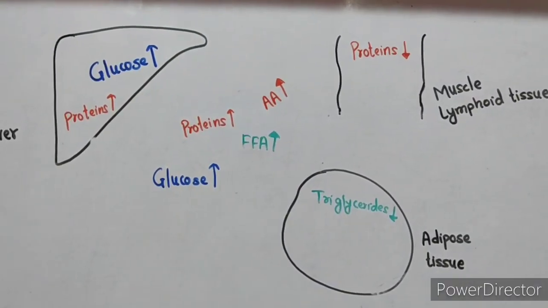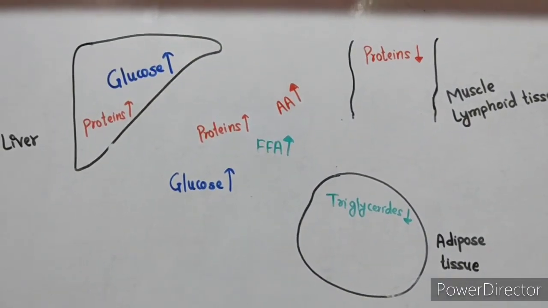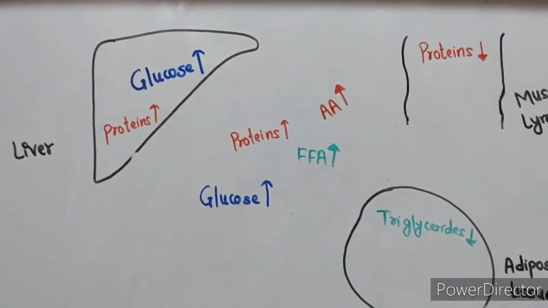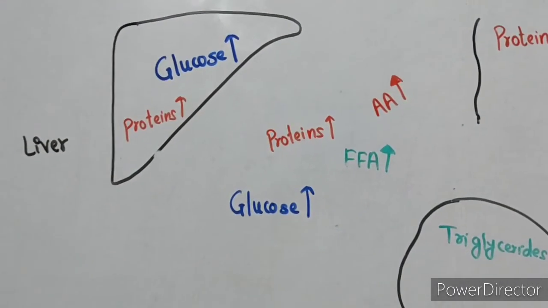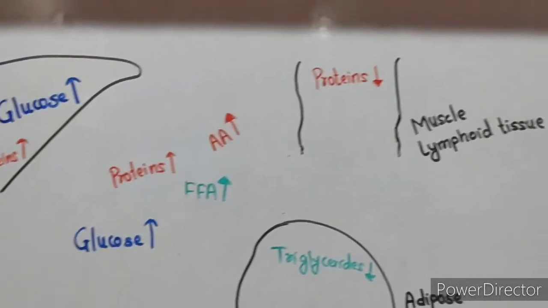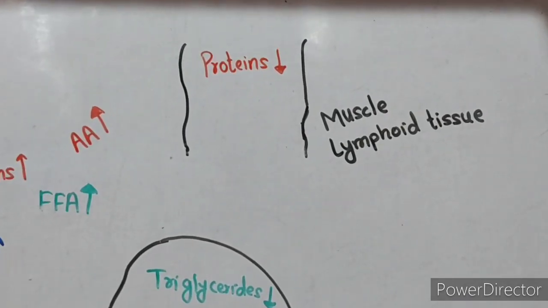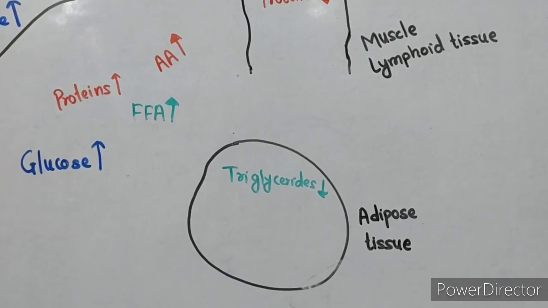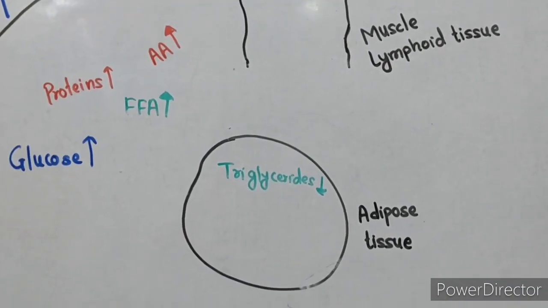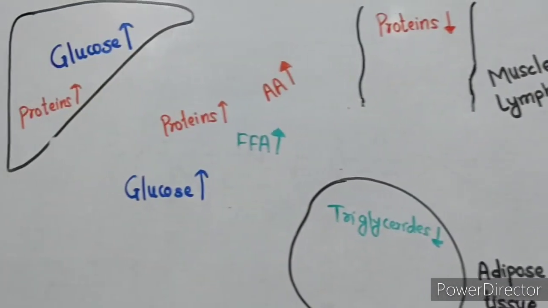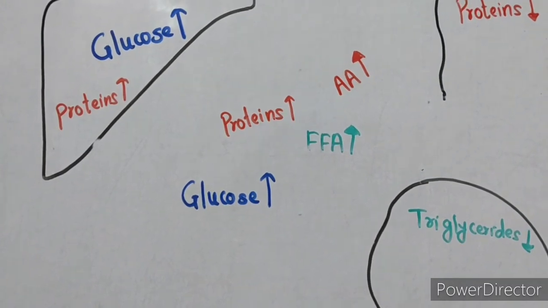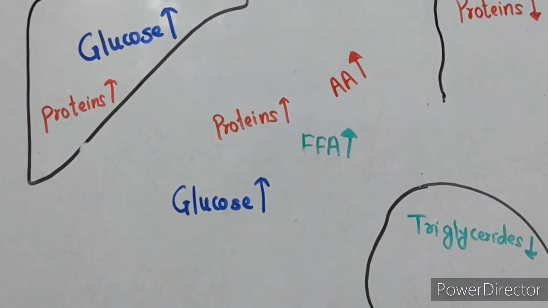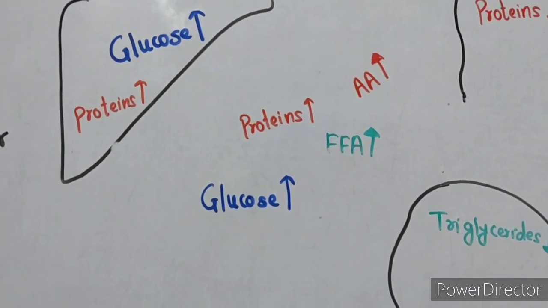Now let's summarize the function of cortisol in metabolism. In the liver, liver glucose and liver proteins are increased. In the extrahepatic tissues like muscle and lymphoid tissue, proteins are decreased. In the adipose tissue, triglyceride will be decreased. And in the plasma, glucose, free fatty acids and amino acids will be increased, and plasma proteins will also increase.